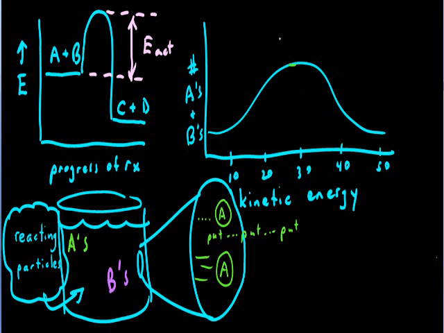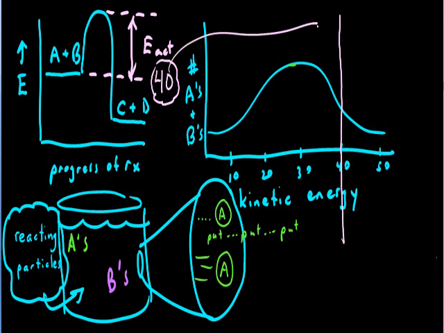Now, using our progress of reaction diagram, let's just say for the sake of our example that this energy of activation is 40 units of kinetic energy. That's the height or minimum amount of kinetic energy required for a successful collision to convert reactants into products. What that allows us to mark on our kinetic energy distribution curve is the location of our cutoff. At 40 units of kinetic energy, this would represent our energy of activation.